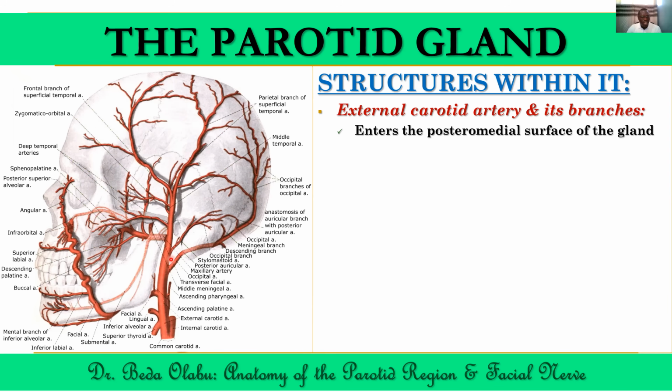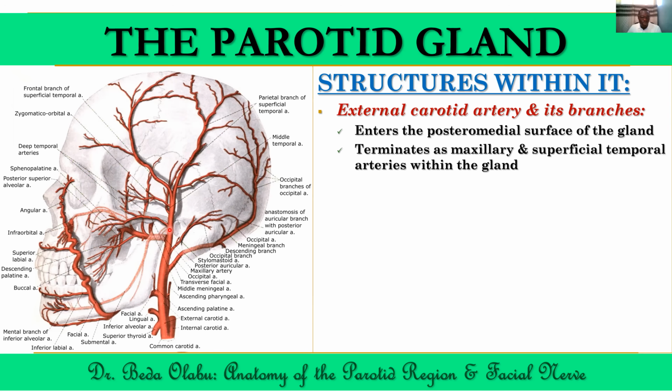The anterior branches of the external carotid are basically the superior thyroid artery, the lingual artery, and the facial artery, and all those are not inside the parotid gland. So coming up here, we can see that the external carotid divides into two. We have the maxillary artery and the superficial temporal artery. Those two are the terminal branches of the external carotid artery. Those two are found within the gland. Actually, the division occurs within the gland.